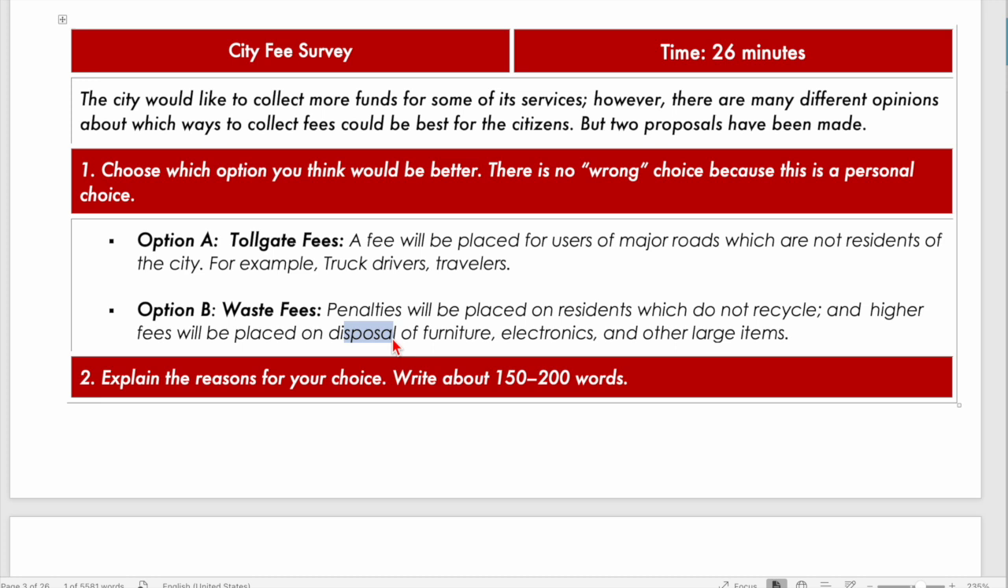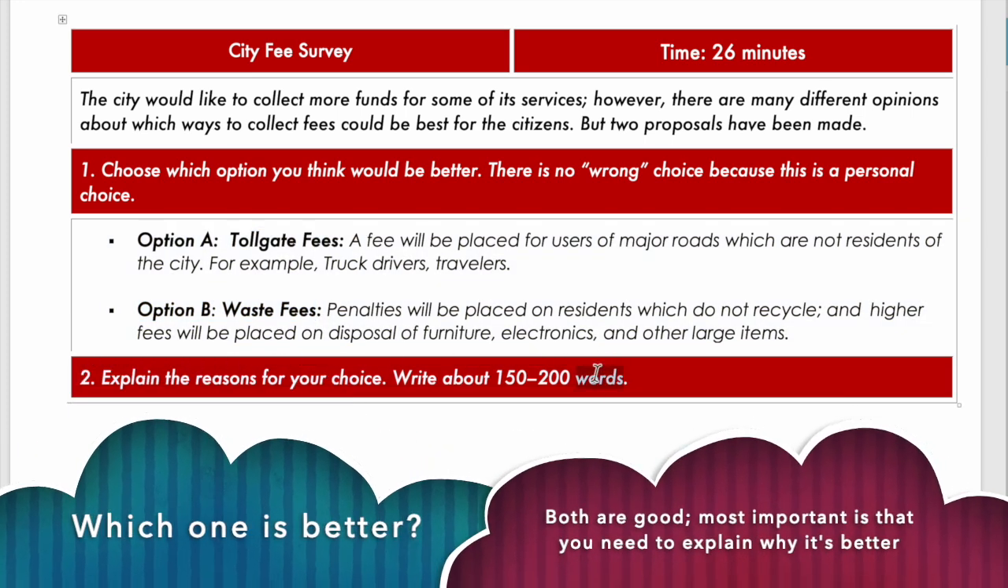So, which one is better? So it says right here, there is no wrong choice. Whatever you think is better, that's correct. If you think A is better, then that's good. If you think B is better, then that's good. So the most important thing is that you need to explain why you think it's good. Okay?